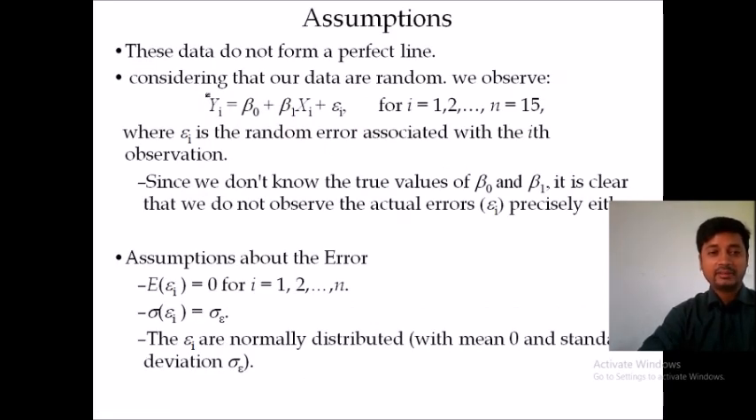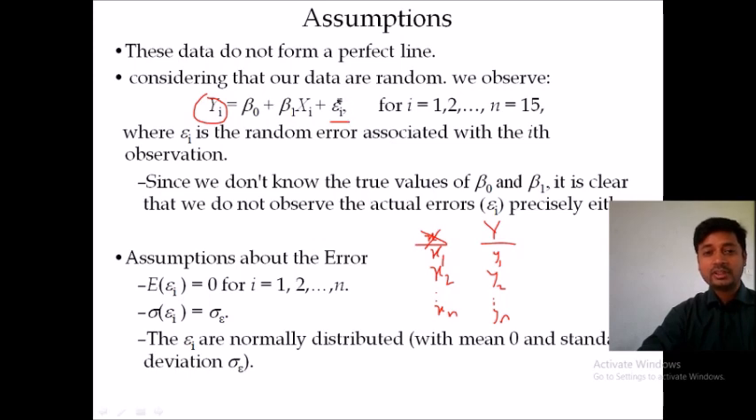So for each y in the data set, let us say we have x: x1, x2 and xn, and also we have the corresponding y: y1, y2 and yn. So for each y, the corresponding x is there, and there is an associated error.